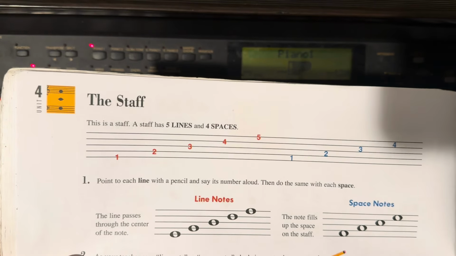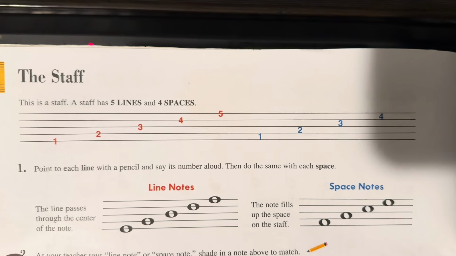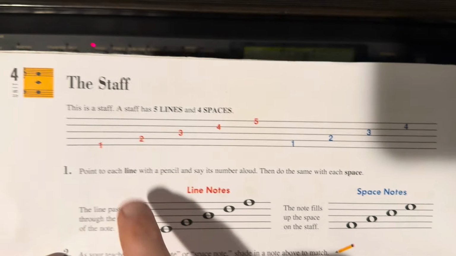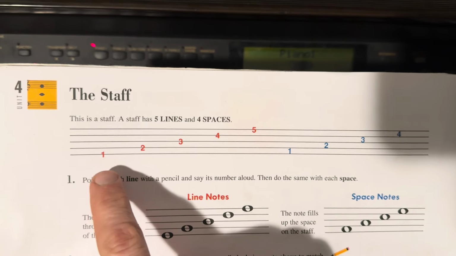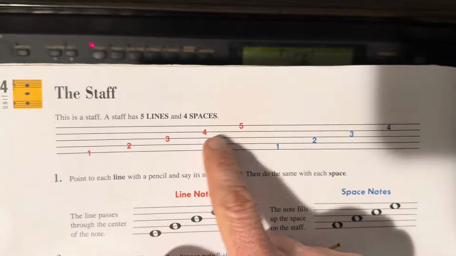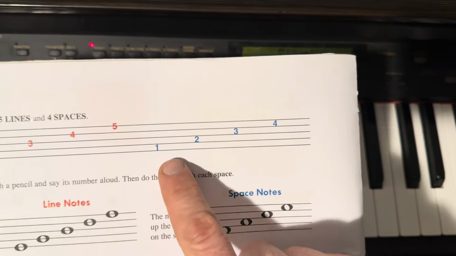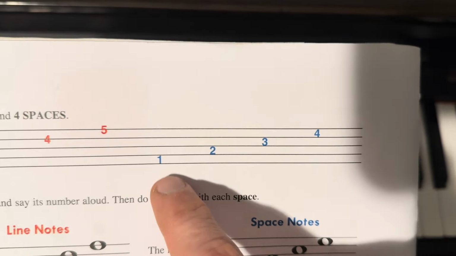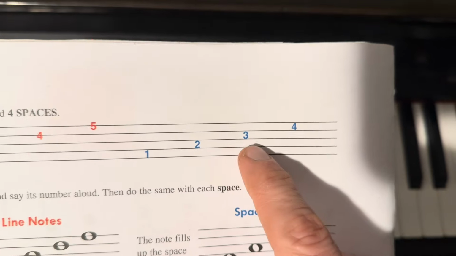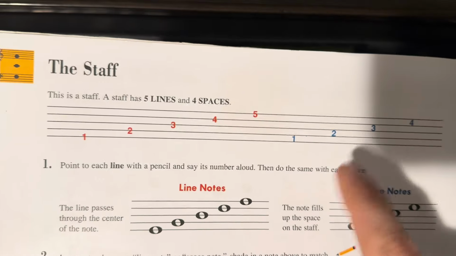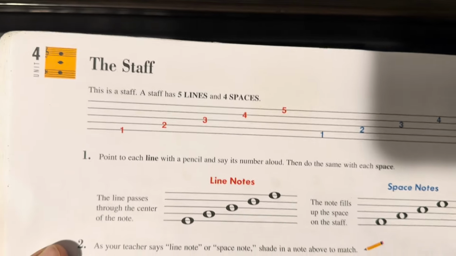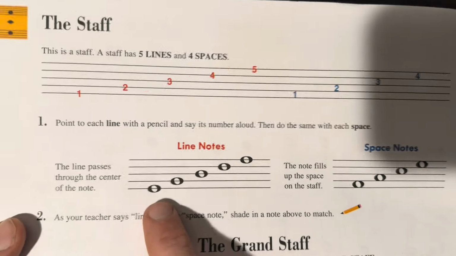Now, a staff, if you look really carefully, has 5 lines and 4 spaces. You always start counting at the bottom first, so you go 1, 2, 3, 4, 5. And the spaces, you'll notice the numbers written between the lines in the spaces. So 1, 2, 3, 4. 5 lines, 4 spaces.